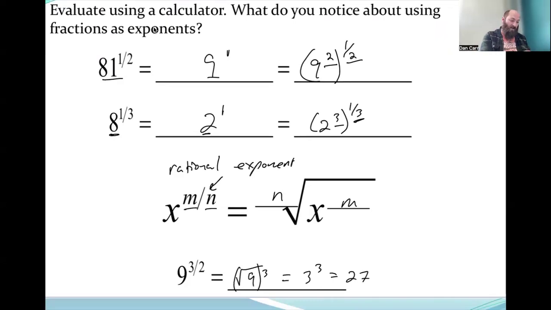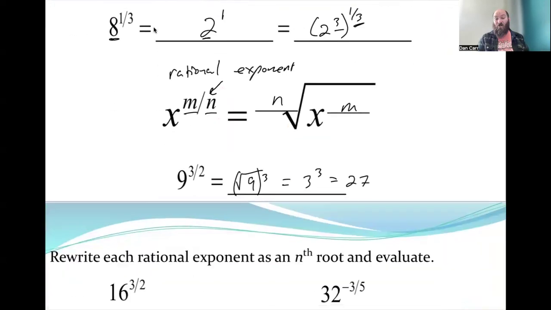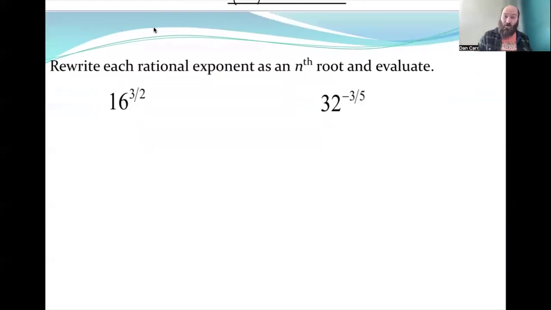So one of the big things is we can always take a rational exponent and turn it into a radical. I feel like sometimes that makes it easier to evaluate, especially if you don't have a calculator. So for example, 16 to the 3/2 and 32 to the -3/5. So we want to first rewrite them as an nth root and then evaluate that. So 16 to the 3/2, this is the same as having a 2 and then 16 to the third power. Now, with a 2 there, that's the same as the square root.